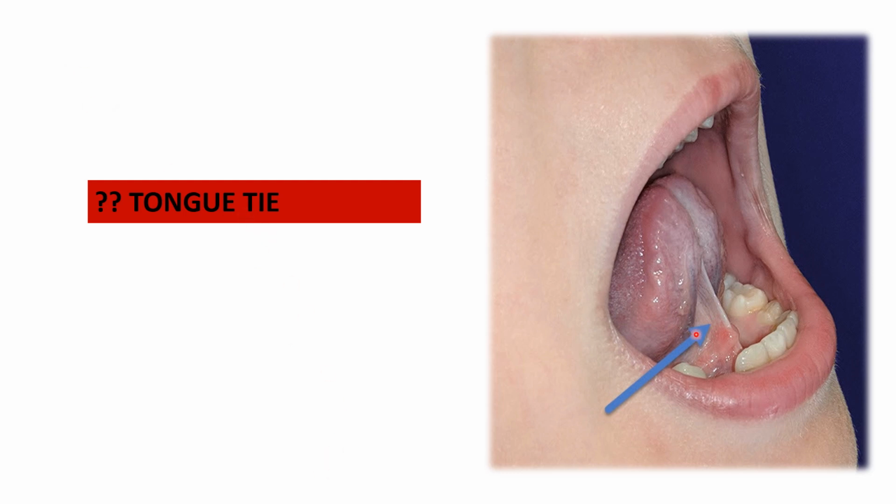There is a congenital anomaly of the frenulum linguae that is called tongue tie or ankyloglossia. In this anomaly, the frenulum linguae will be abnormally thick and short. This will restrict the mobility of the tongue, and this condition is called tongue tie or ankyloglossia.